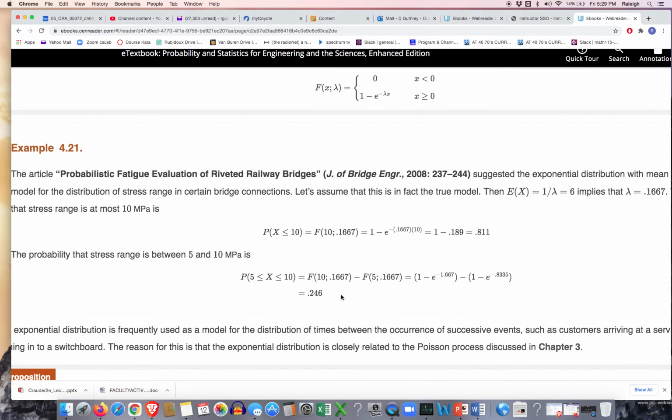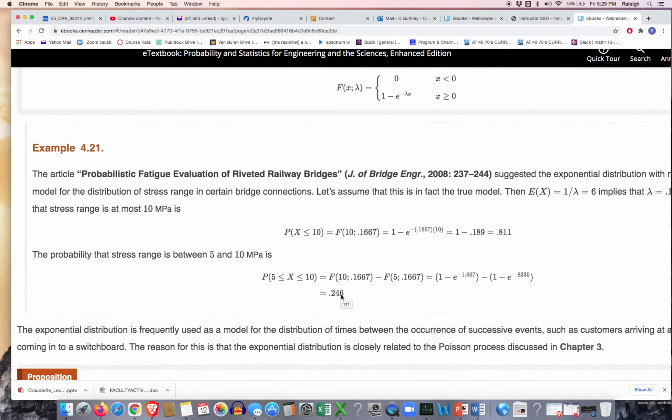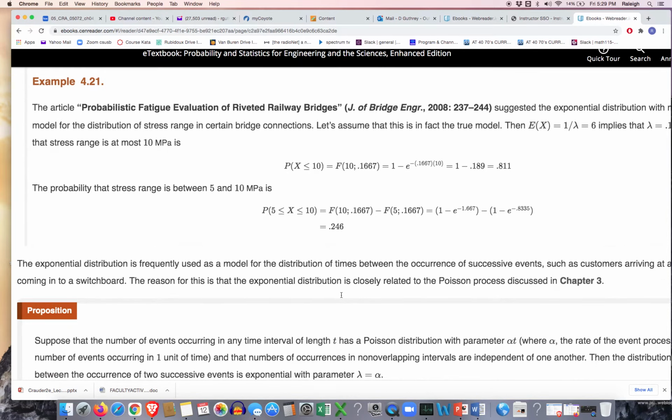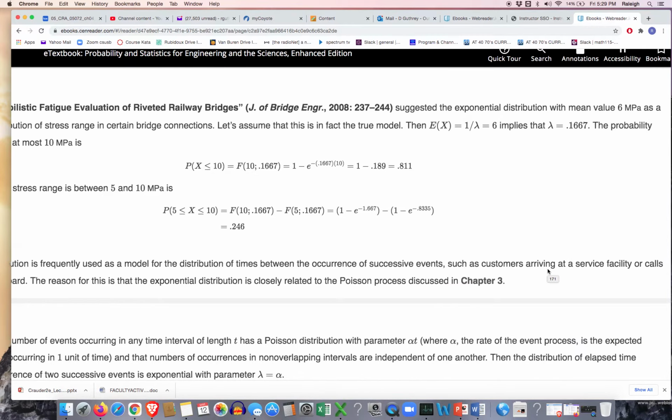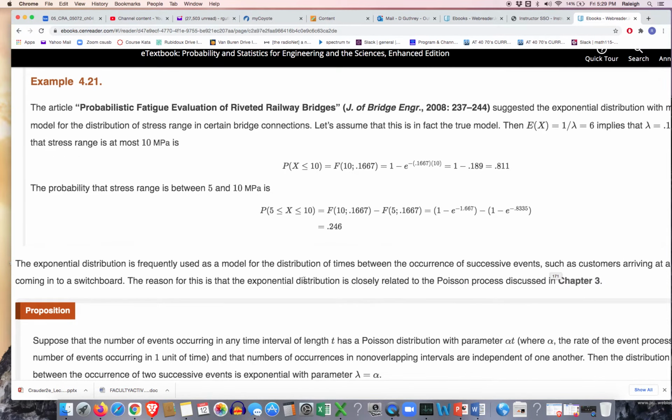You get about 25%. And this is frequently used as a model for the distribution of times between the occurrence of successive events, such as customers arriving at a service facility or calls coming into a switchboard. So this is times between. So the Poisson is just a little bit different.